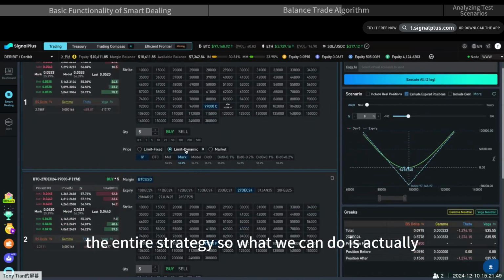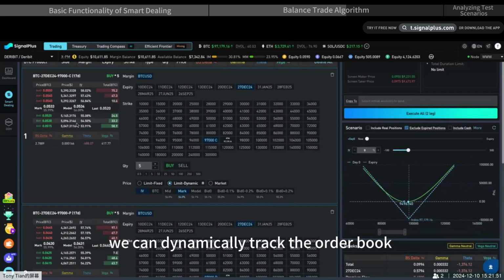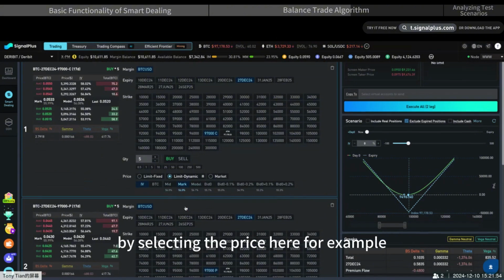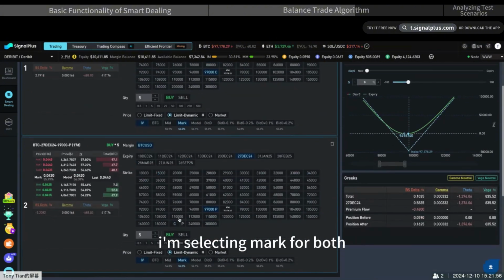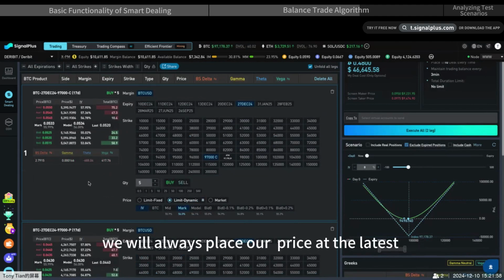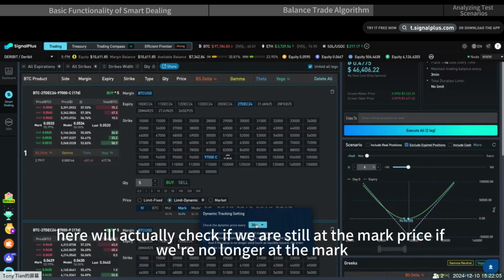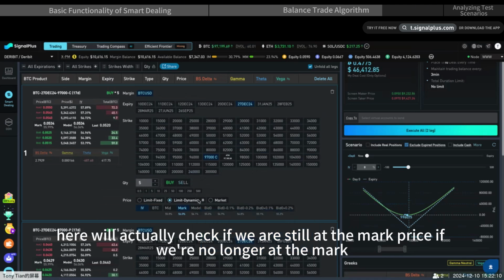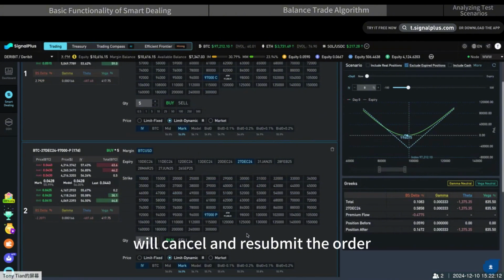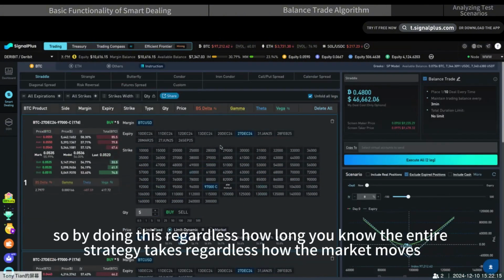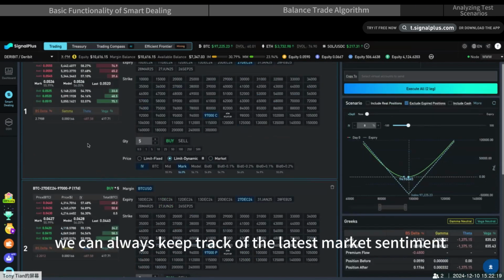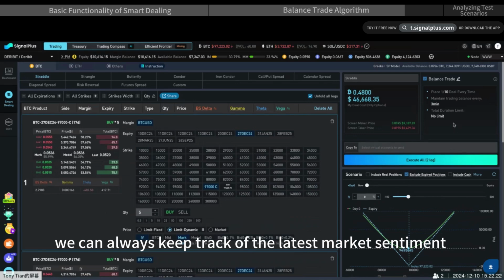So what we can do is dynamically track the order book by selecting the price here. For example, I'm selecting mark for both. We will always place our price at the latest mark price. And every 30 seconds, as you can see here, we'll check if we are still at the mark price. If we're no longer at the mark, we'll cancel and resubmit the order. So by doing this, regardless of how long the entire strategy takes, regardless of how the market moves, we can always keep track of the latest market sentiment.